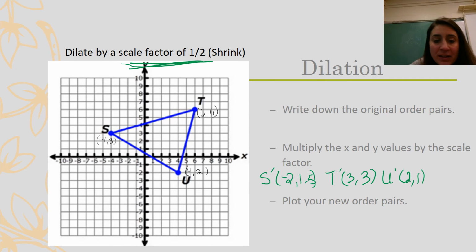Now I just need to plot them. So I'm going to go to -2, and then 1.5, which is right here between 1 and 2. This is S prime. I'm going to go to my T prime, which is 3, 3, and I'm going to label it T prime. Last thing I'm going to do is I'm going to go to U prime, which is at 2, 1, and here is U prime.